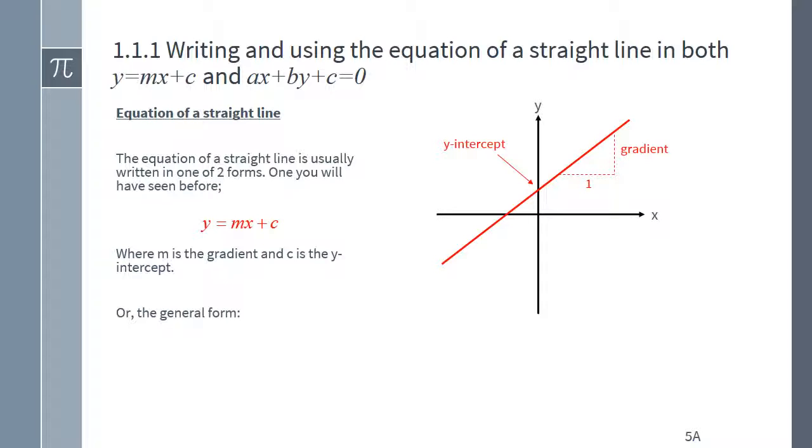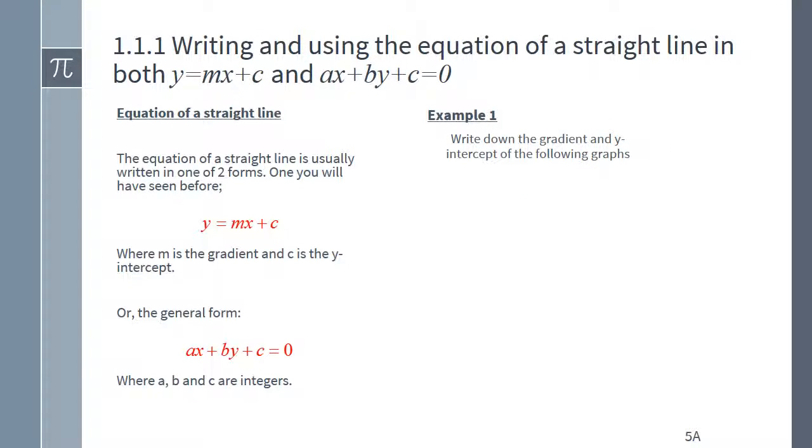A form more often used in A-level is the general form, which is the form ax plus by plus c is equal to 0. It's a rearrangement of the first form. There's a number of special things we have to consider in this form. It has to be in that order: x's, y's, and then the number. The a and the b and the c have to be integers, so there can be no fractions or decimals. They have to be integers, and we try where possible to make the a positive.